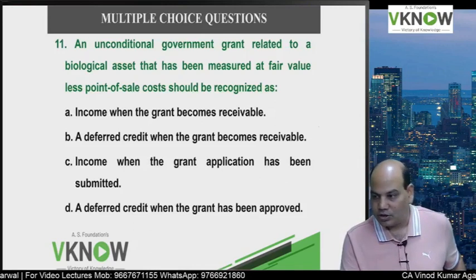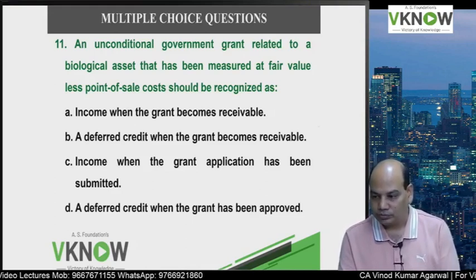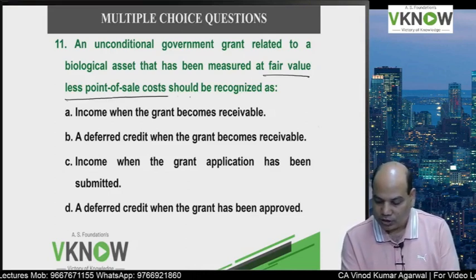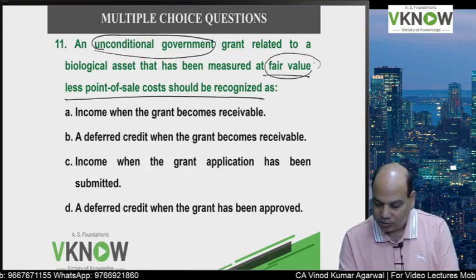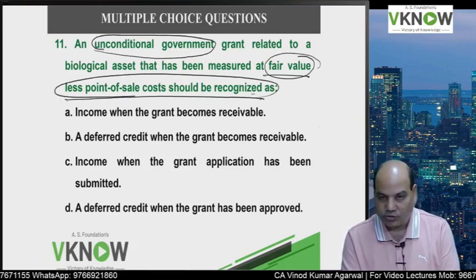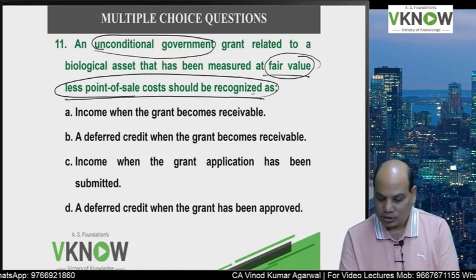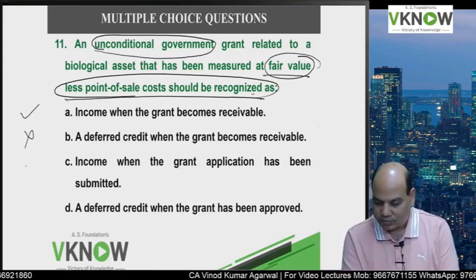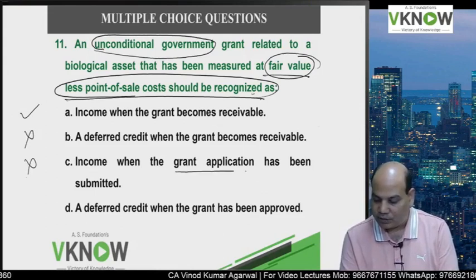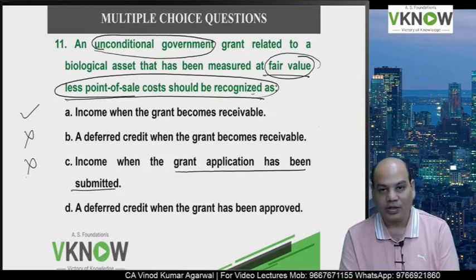11th number, unconditional government grant relating to biological asset that has been measured at fair value less cost to sell. Now first of all, it is unconditional grant, and second, it is measured at FVL CTS. So what have you learned? When the grant becomes receivable, is there any option like this? A. Deferred credit? No. Income? No. When the application is submitted? Wow. If on submission of application, I start recognizing income, then what am I doing here every day?